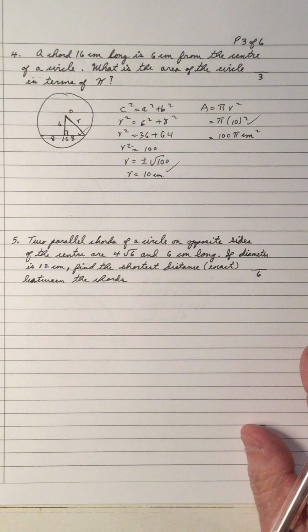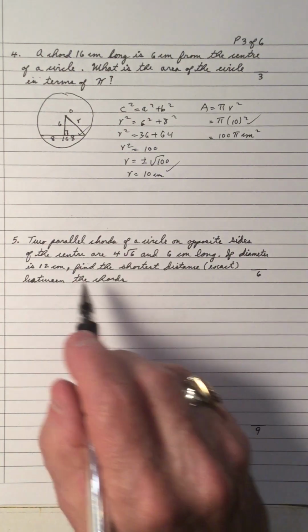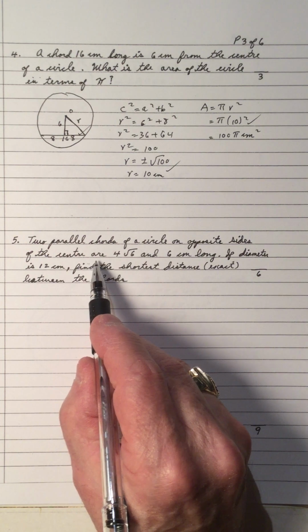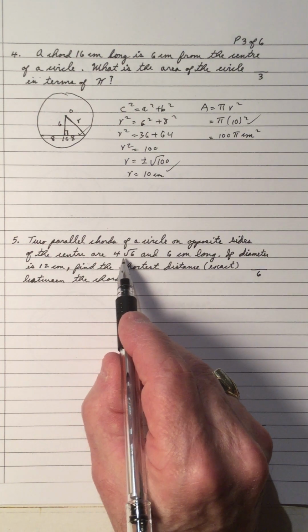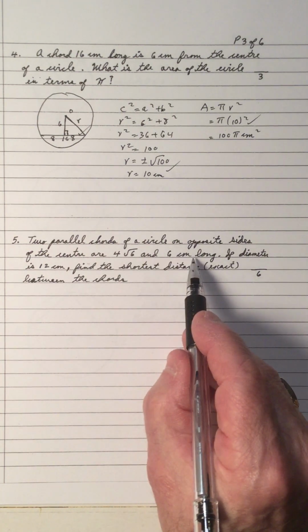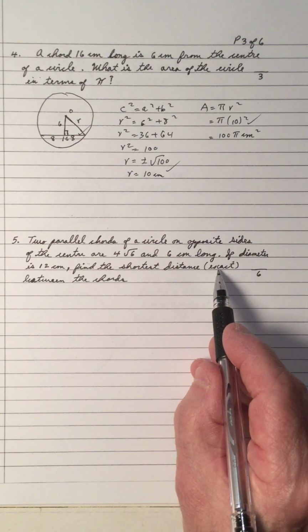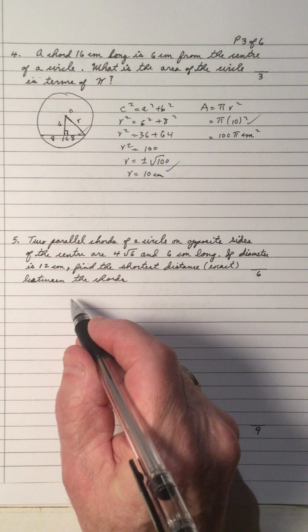3 marks altogether. Number 5, 2 parallel chords of a circle are on opposite sides of the center, and they're 4 root 6 and 6 long. If the diameter is 12 centimeters, find the shortest distance. That's the exact distance between the chords.